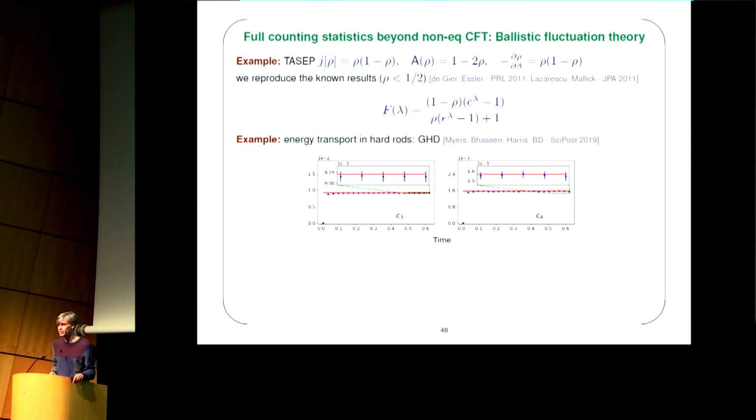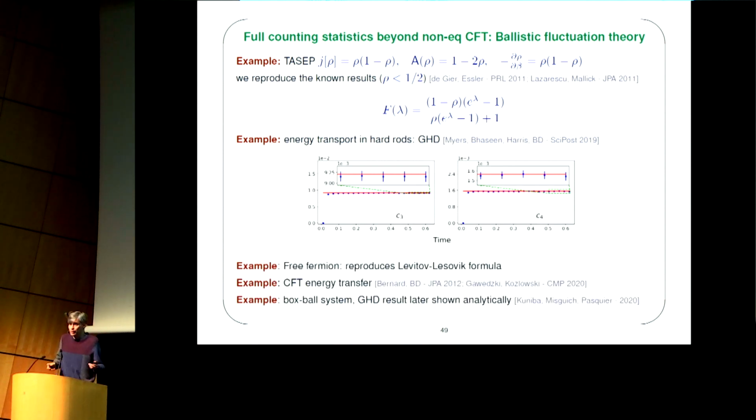We've seen talks about hard spheres, right? So hard spheres in one dimension, they're actually integrable, they're described by GHD. So you can apply this formula to full GHD, calculate the cumulants and check numerically, and they work very well. You can apply it to free fermions, and you reproduce the Levitov-Lesovik formula; to CFT, you reproduce our formulas; and even to cellular automata, something called the box-ball systems. People have shown in that cellular automaton, which is integrable again, that the GHD results do reproduce the microscopic calculation. So that's all I wanted to say.